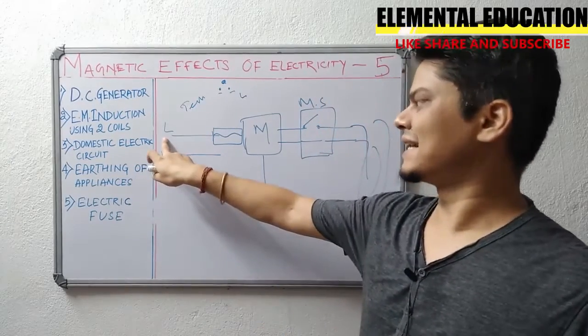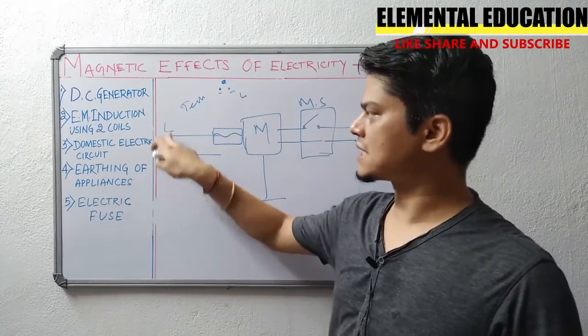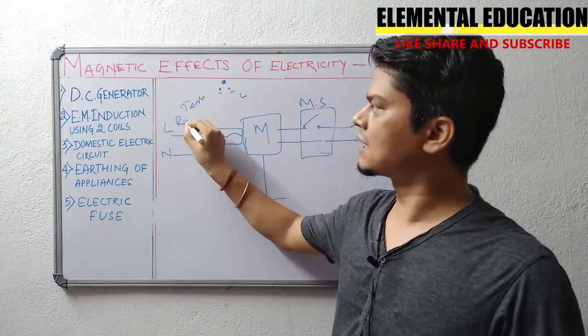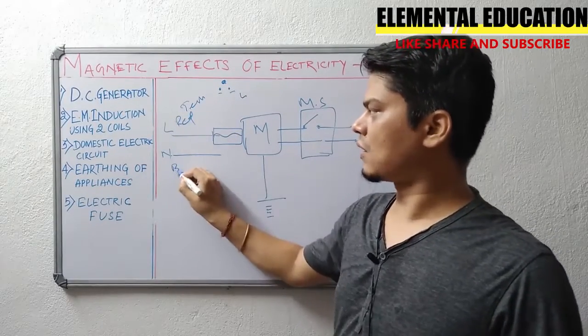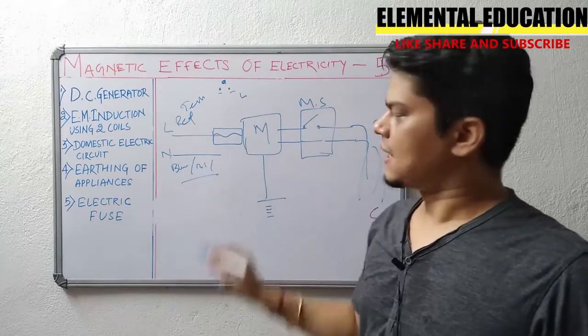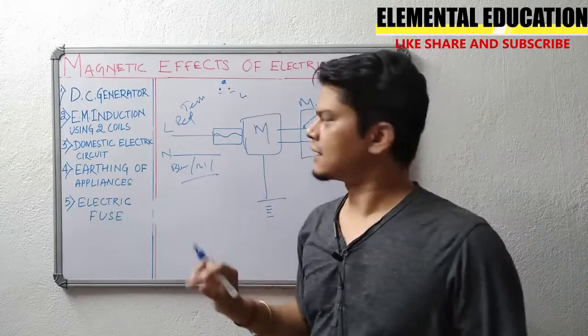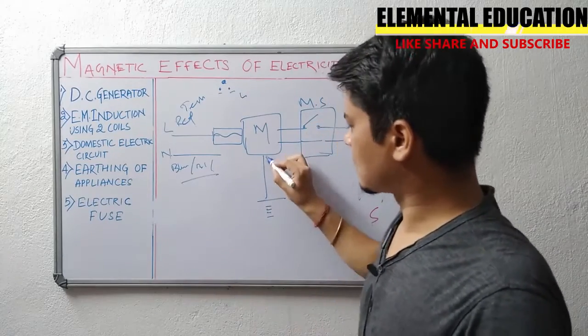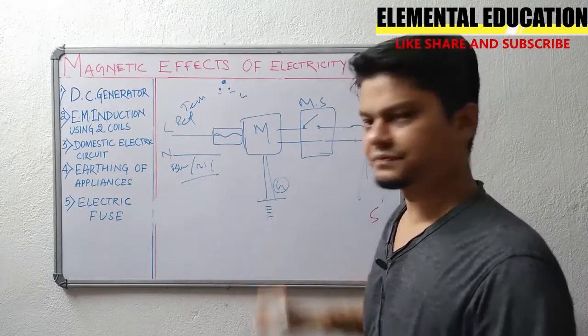One side is line, one side is neutral. Generally the lines are in red color wires. The neutral wires are in black or blue or yellow, whatever it is. And the earthing is always in green color wires.